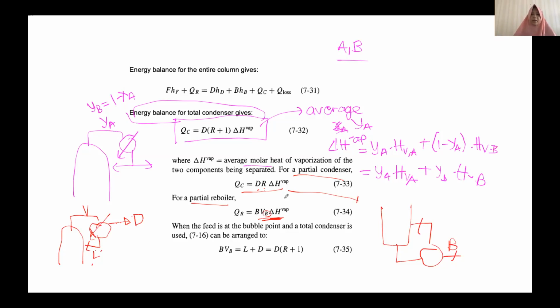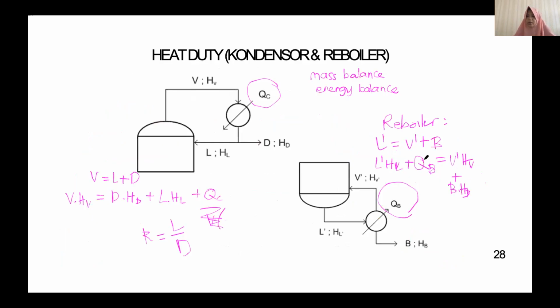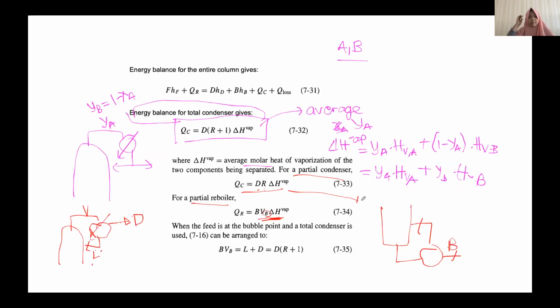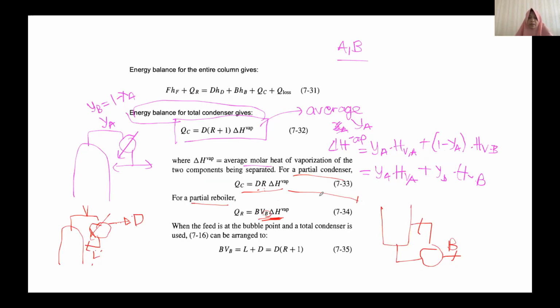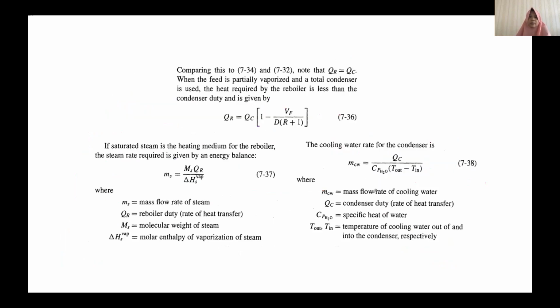Okay. But anyway, the idea for the Q reboiler is to find the enthalpy of the V plus the enthalpy of B minus the enthalpy of L. So then it would look like this. Okay. And there would also be a formula from the book.